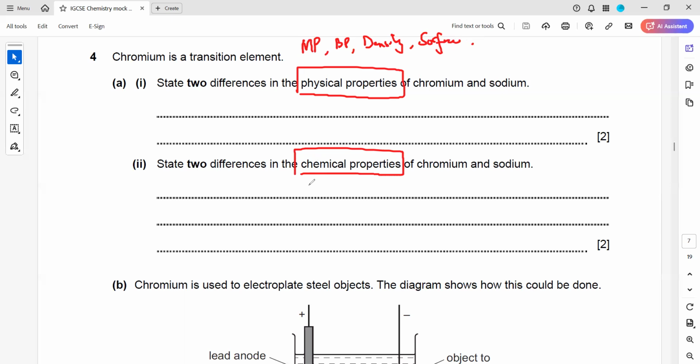But for chemical properties, you can compare the reactivity, you can compare the loss of electrons or the gain of electrons, because with loss or gain of electrons the substance will chemically change. Or you can also talk about the catalytic activity. These are the chemical properties.